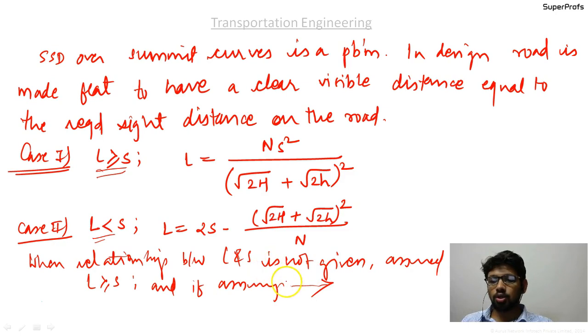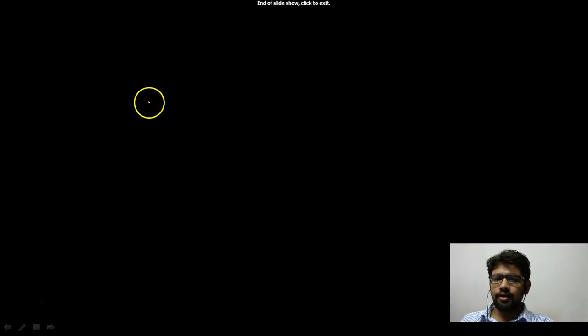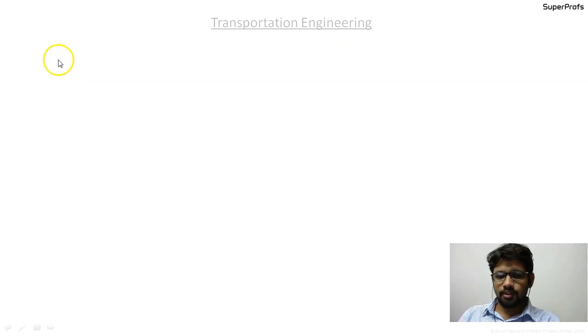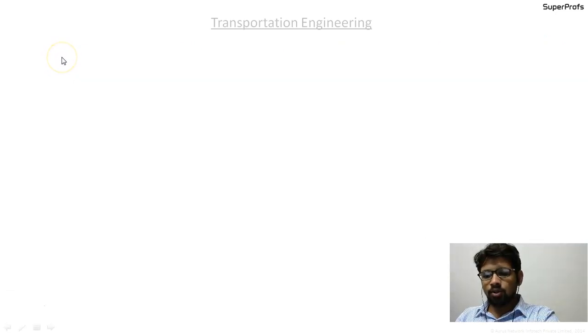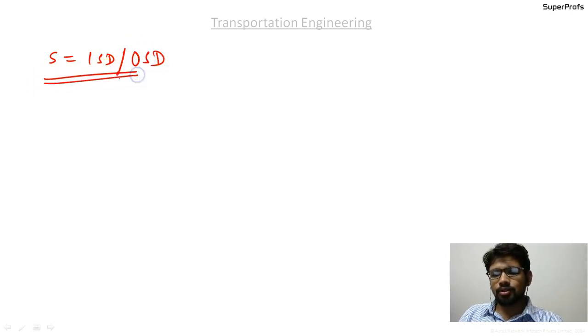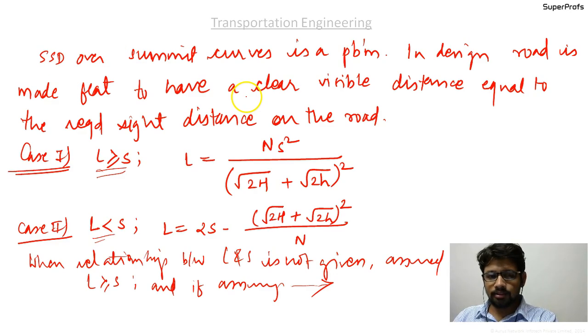And if the assumption is wrong, go for case 2, that is L is less than S. Whenever S is equal to ISD or OSD, that is the intermediate sight distance, or OSD, it is the next type. Earlier S was equal to SSD, so the case we dealt with was this case.